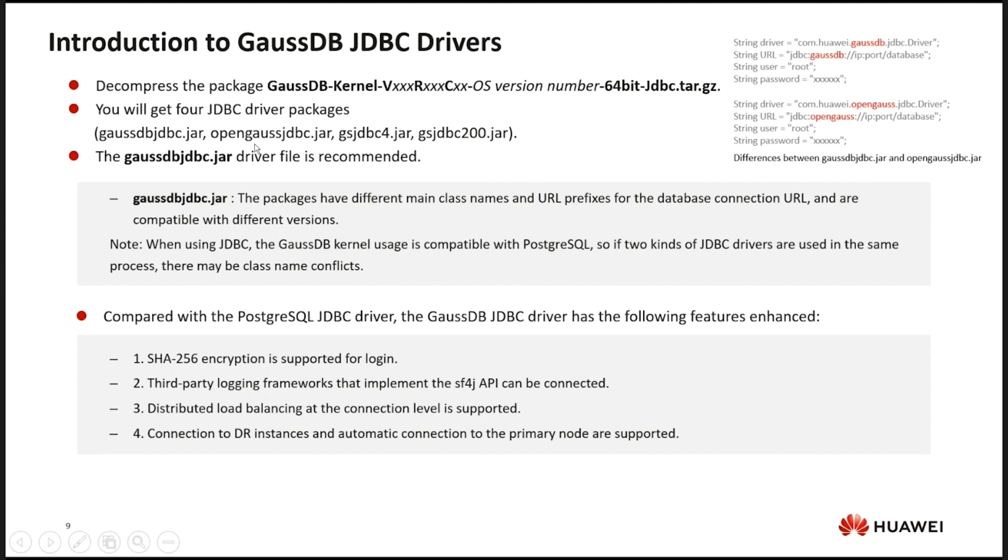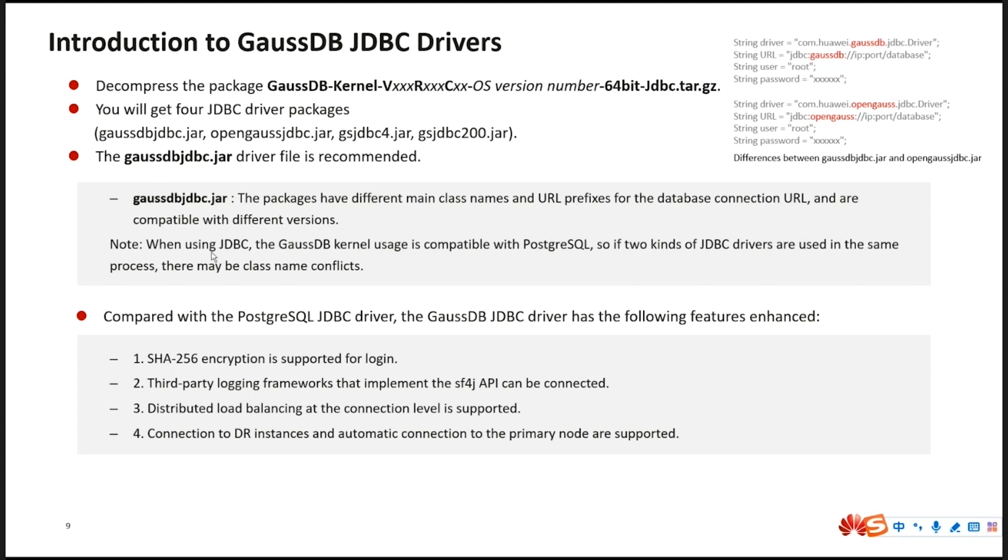There are just a few small differences between those JDBC driver packages. When you use OpenGauss, the driver name is com.huawei.opengauss.jdbc.Driver. If you use GaussDB JDBC, it will be com.huawei.gaussdb.jdbc.Driver. And the URL is the same, with a little difference. They provide the same features, so you don't need to care about that. The GaussDB JDBC driver is recommended.